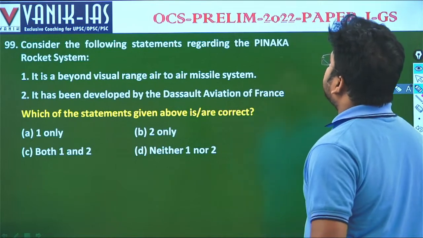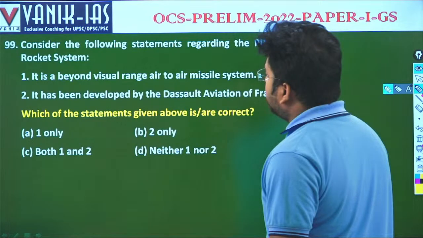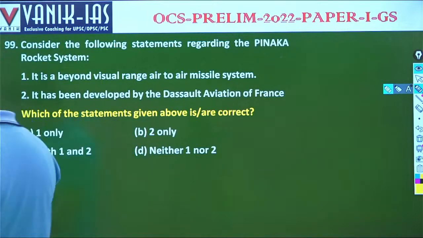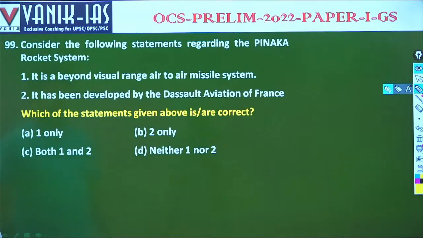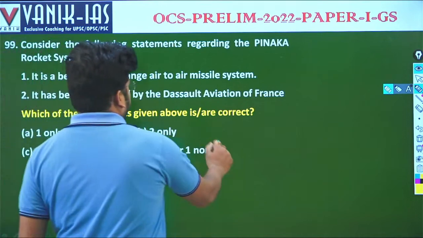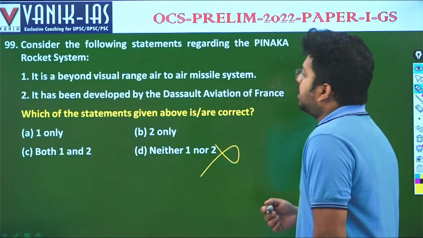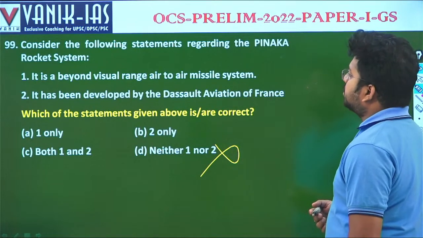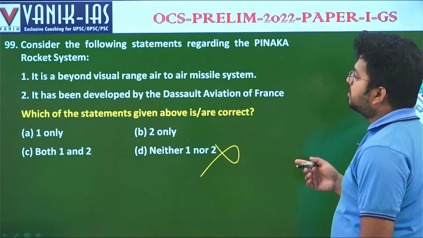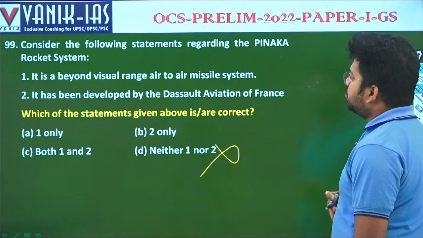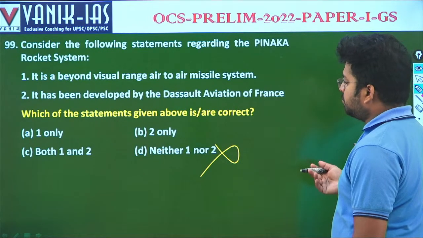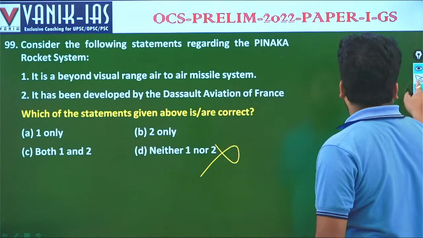Consider the following statements regarding the Pinaka rocket system. Pinaka rocket system is a beyond visual range air to air missile system. It has been developed by Dassault. No, both the statements are wrong regarding Pinaka. It is developed by DRDO itself. And it is within the visual range. So both are wrong. Incorrect.